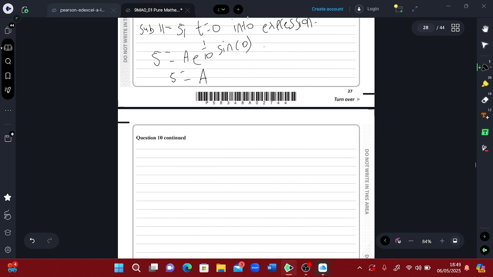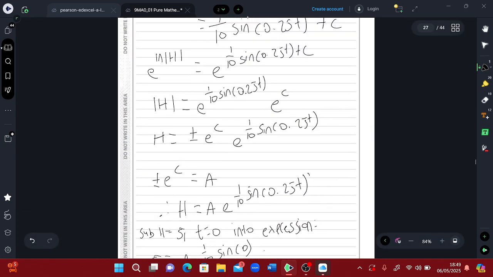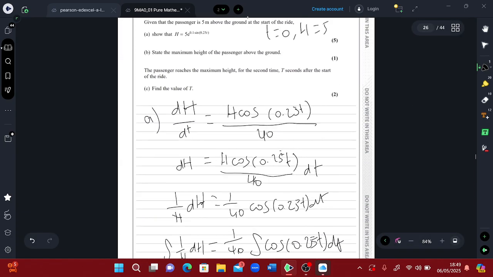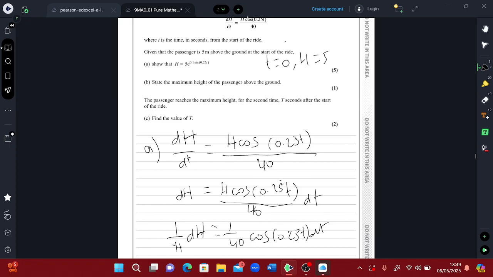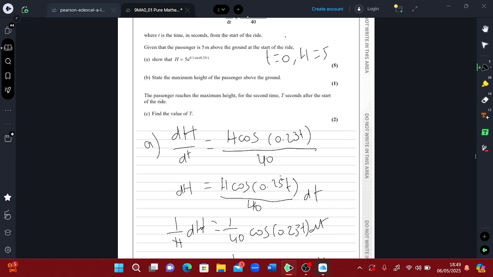Which then means the full complete equation for h, the particular solution if you will, is h equals 5 e to the 10th sine of 0.25t. Hopefully that's the right answer, unless I made a mistake again. Let's have a look. A e to the 0.1, yeah, so 1 over 10, 0.1. It doesn't matter, you'll be fine with that.